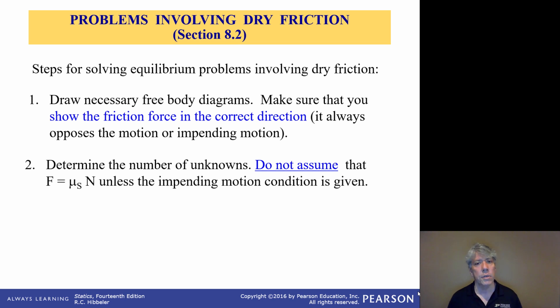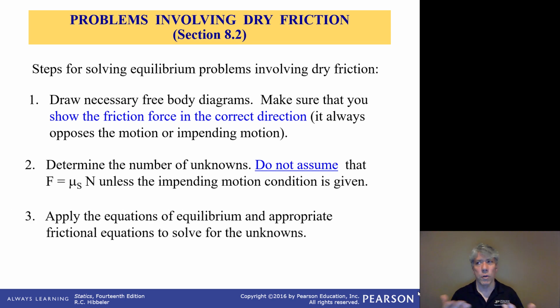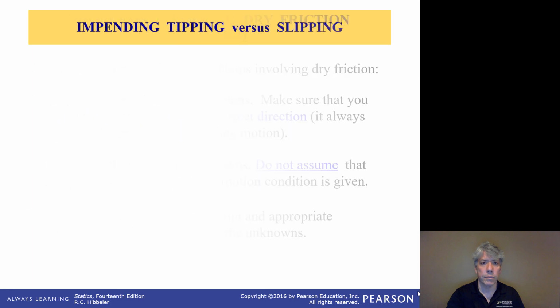That's not necessarily true. Remember my example of a book simply sitting on top of a horizontal table where gravity acts normal to it. It's not going to move because there's no force trying to make it move. Therefore, there's no friction on the book between the book and the table. I should say there's no frictional force between the two. Finally, apply the equations of equilibrium and solve for the unknowns. And that's what you need in order to work problems involving dry friction.